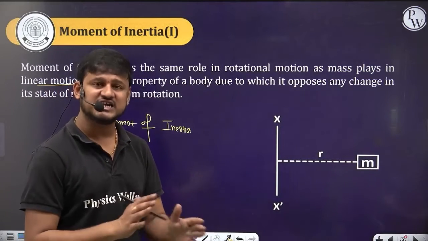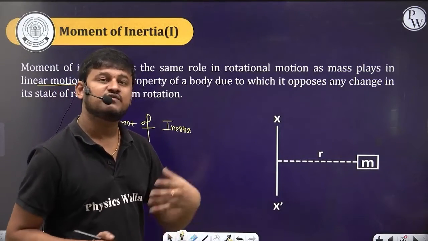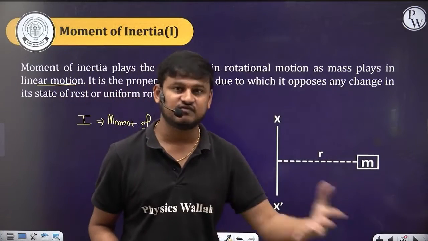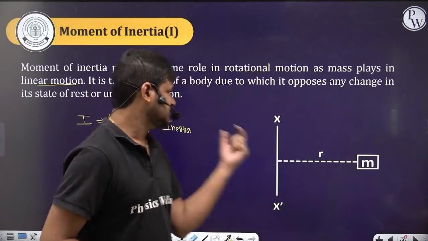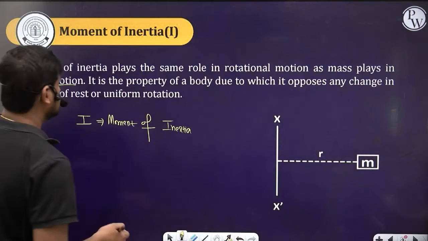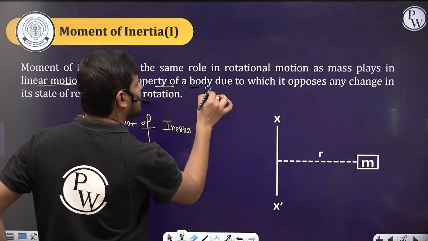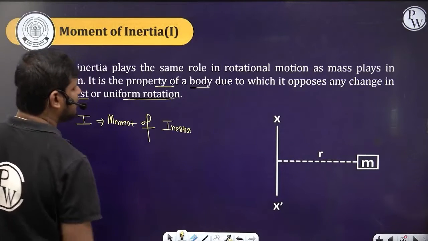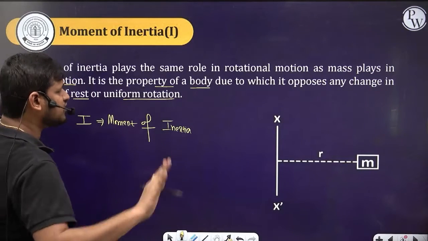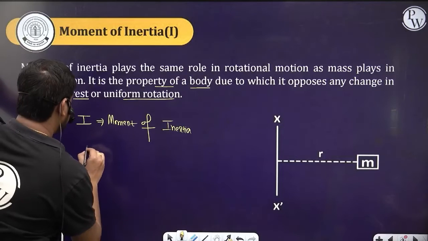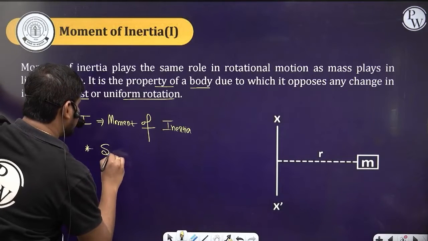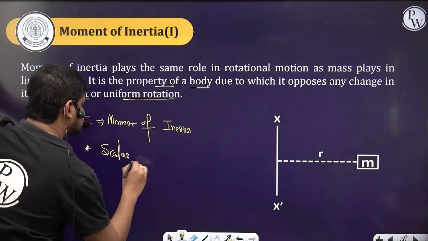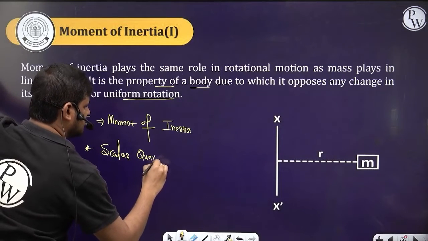You have already studied this in grade 9: inertia of rest, inertia of motion, inertia of direction. The same thing we are going to see here. It's a property of the body due to which it opposes any change in the state of rest or uniform rotation. Here we are going to talk in terms of rotation only. And one more thing, it's a scalar quantity.